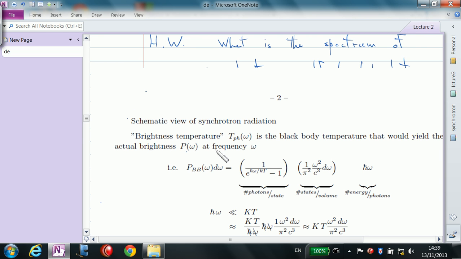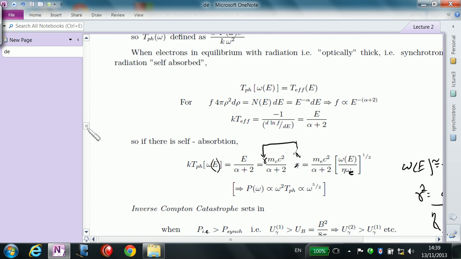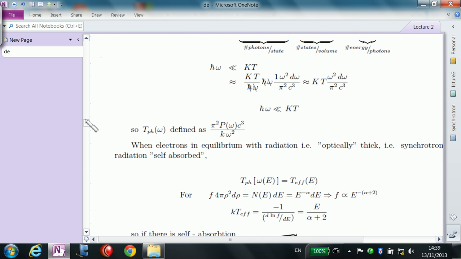Alright, the brightness temperature of the radiation is the black body temperature that would yield the actual brightness at frequency omega, and that implies the following. This K will be small k.